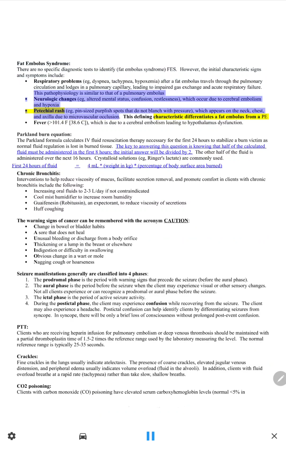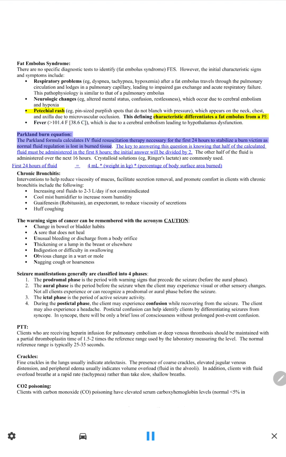Neurologic changes, e.g., altered mental status, confusion, restlessness, occur due to cerebral embolism and hypoxia. Petechial rash, e.g., pin-sized purplish spots that do not blanch with pressure, appears on the neck, chest, and axilla due to microvascular occlusion. This defining characteristic differentiates a fat embolus from a pulmonary embolus. Fever, greater than 101.4 F, is due to a cerebral embolism leading to hypothalamus dysfunction.